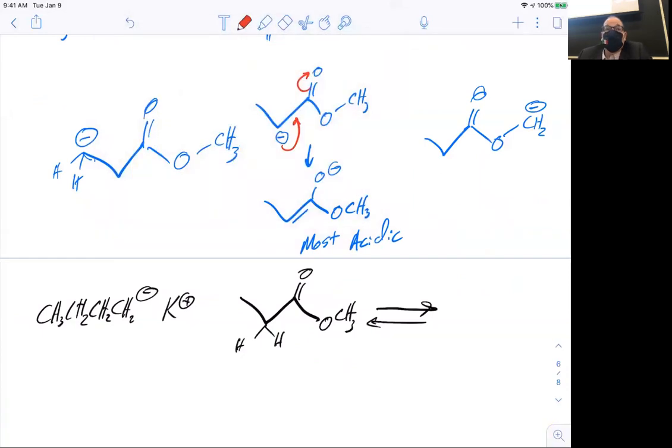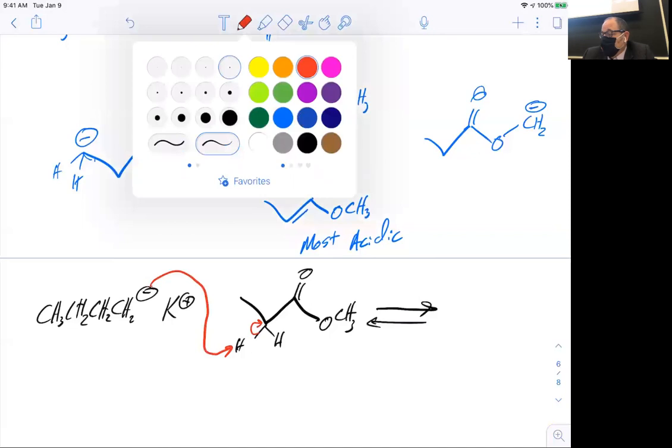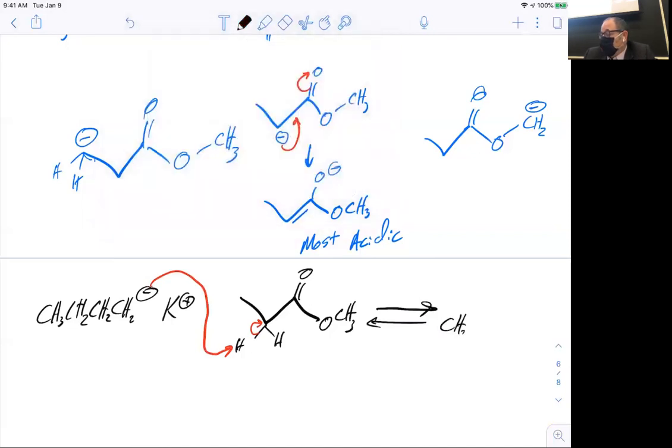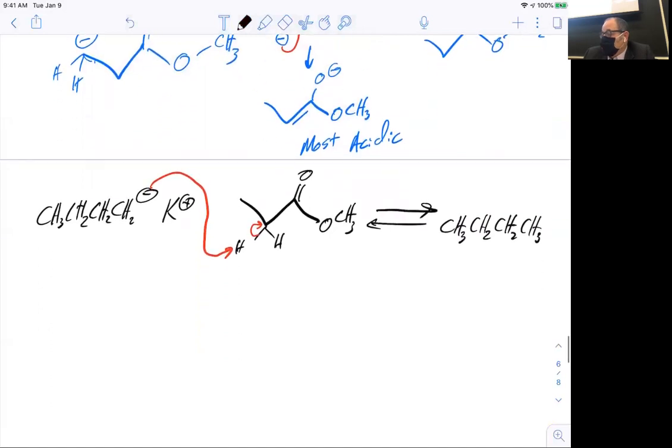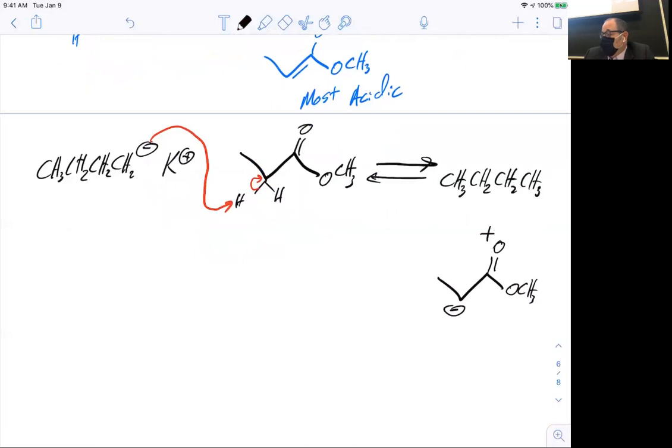And again, I like to do the mechanism. It's good practice. Drawing the mechanistic arrows is always a good idea. Okay, so the negative will pull that proton, and these electrons will go back to that carbon. That'll give me the CH3, CH2, CH2, CH3. Right, I've made a bond between the carbon and the hydrogen, and then that's going to give me negative, right?